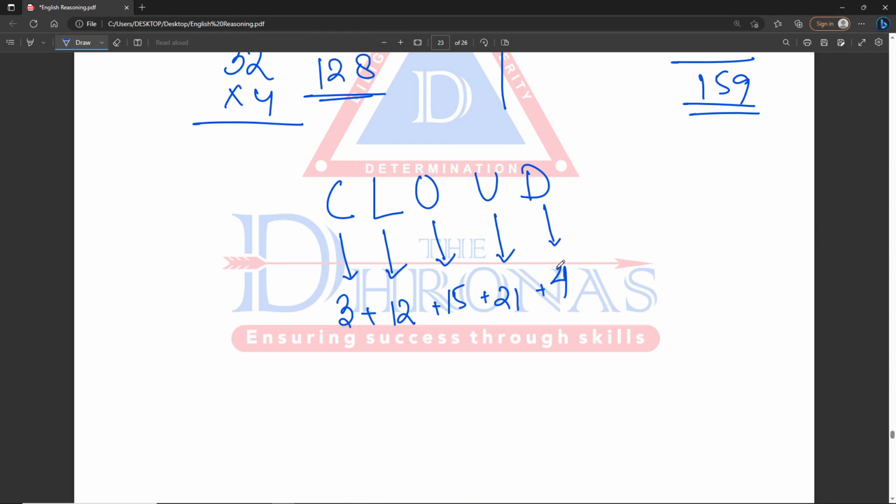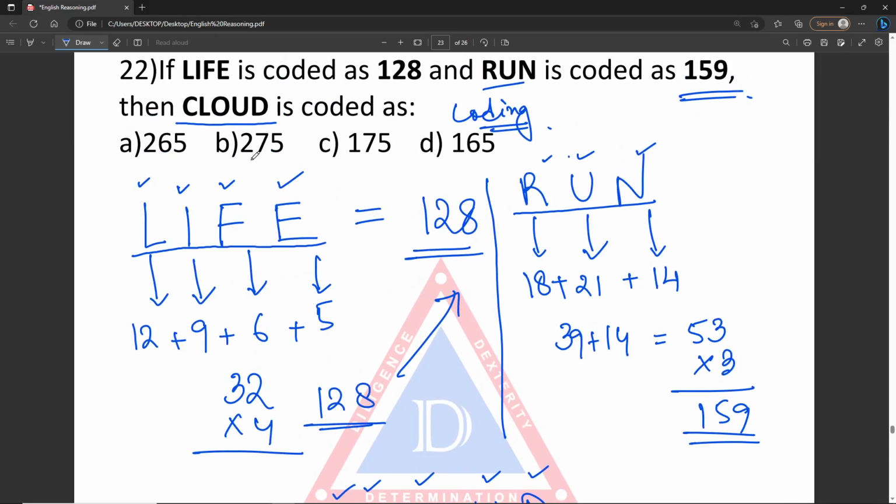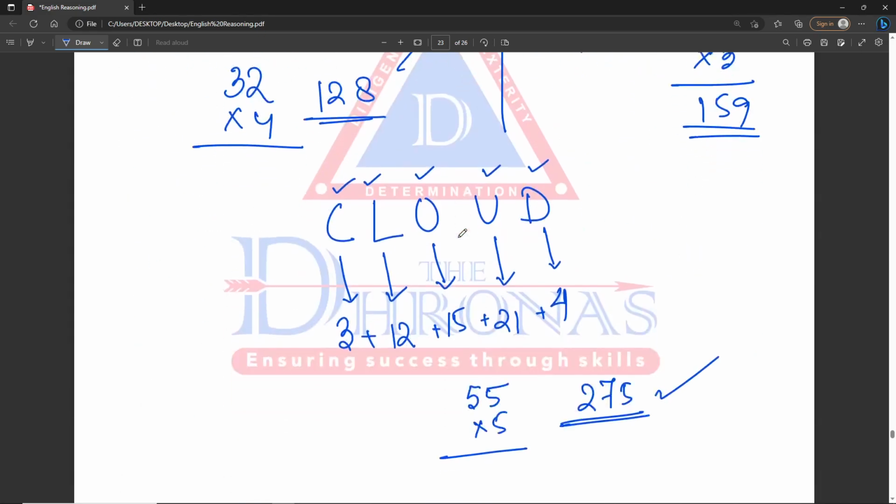See, 21 plus 4 is 25. 25 plus 15 is 40. 40 plus 12 is 52. 52 plus 3 is 55. How many letters are there? 1, 2, 3, 4, 5. Multiplied by 5, we get 275. So the option for this question is option number B, that is 275. Okay, got it? Next question.